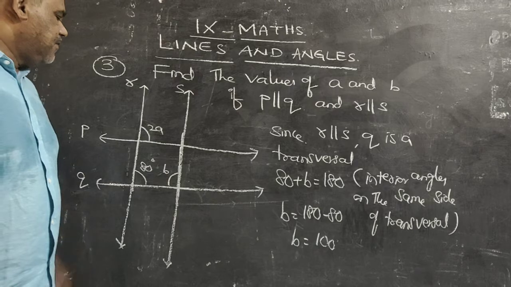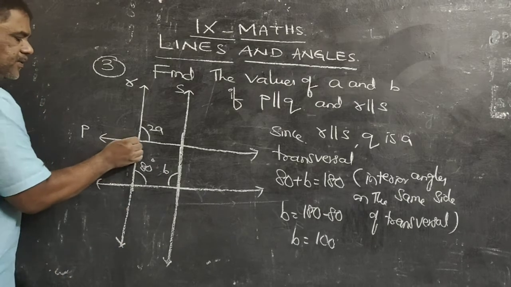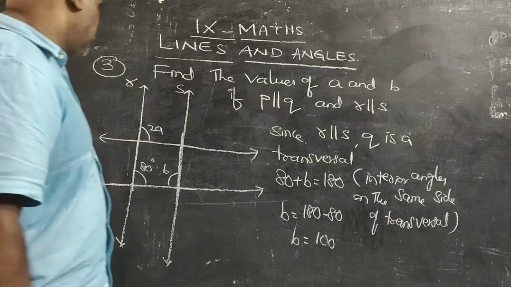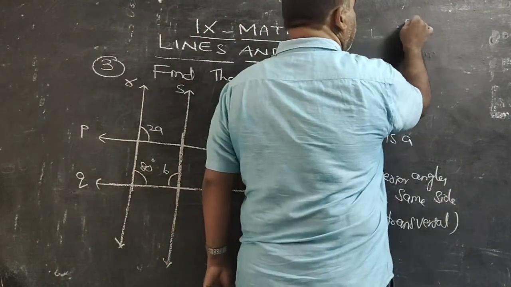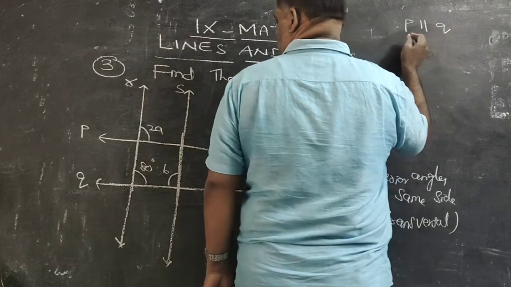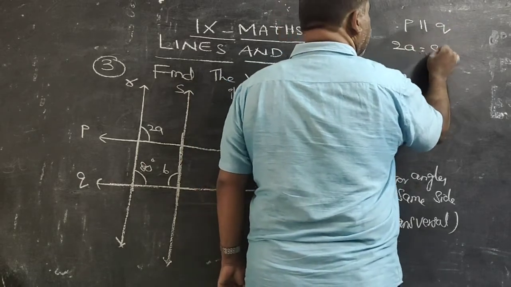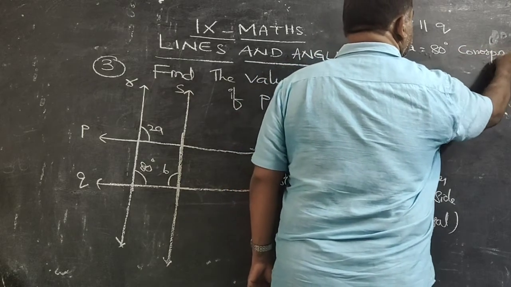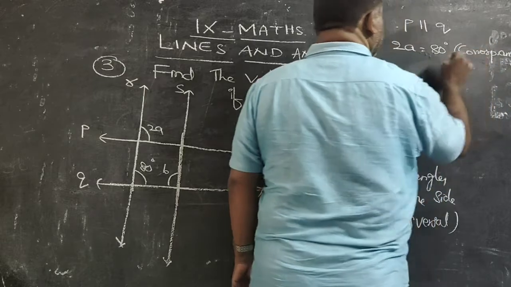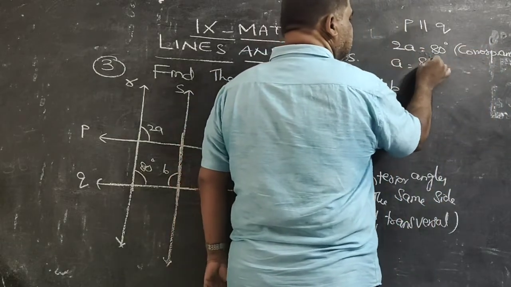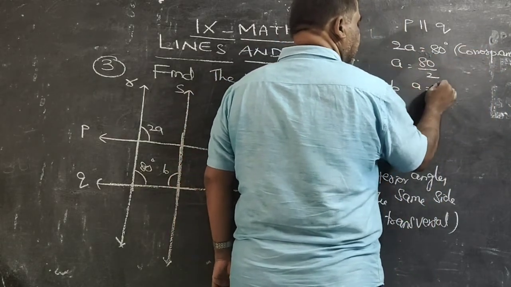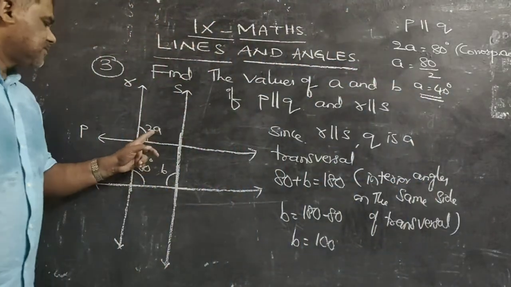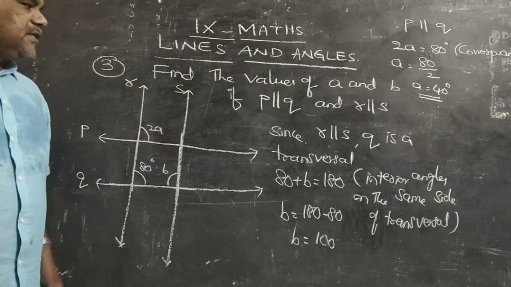Now after getting the B value 100 degrees, here you see this is above the line, this is also above. They are called corresponding angles. If two lines are parallel, P is parallel to Q, then corresponding angles are equal. 2A is equal to 80 degrees. They are corresponding angles. So 2A is 80 means A is equal to 80 by 2. So the A value is 40 degrees. So A is 40 and the B value is 100 degrees.